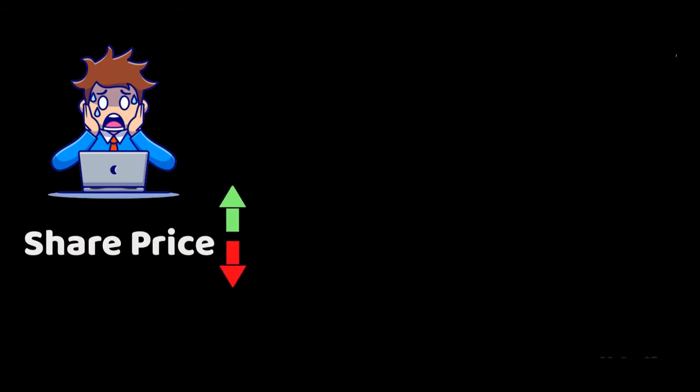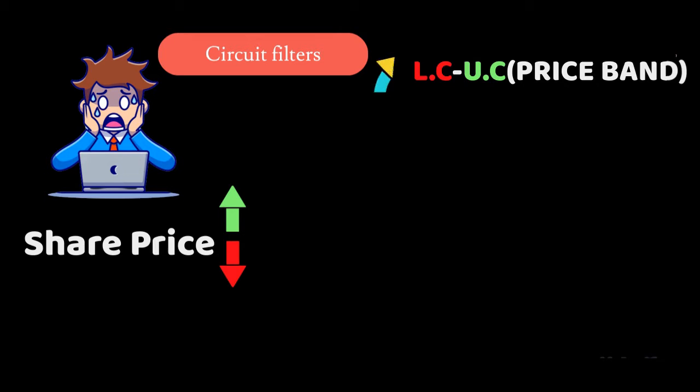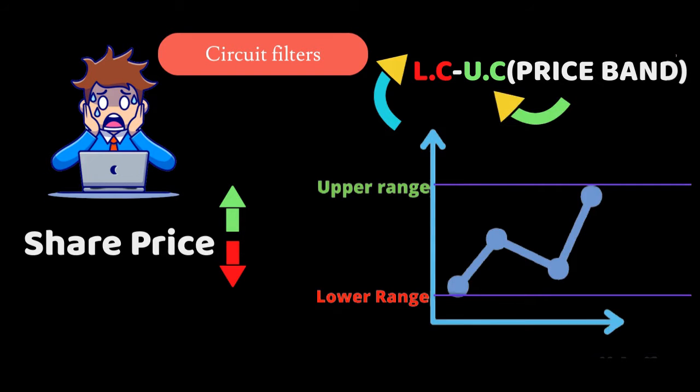Sometimes share prices tend to move rapidly in a direction, either up or down. This can create sudden panic in the minds of investors and can lead them to a huge loss. To prevent these losses, circuit filters were introduced. The circuit filter is a price band levied by SEBI to stop large price movement in a stock. This price band comes with a lower price called the lower circuit and an upper price called the upper circuit. The stock price cannot move beyond these prices in a single day.